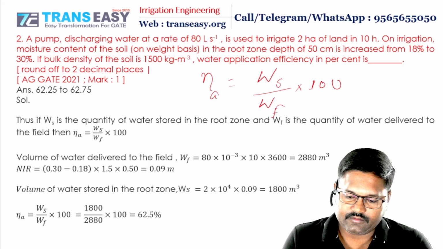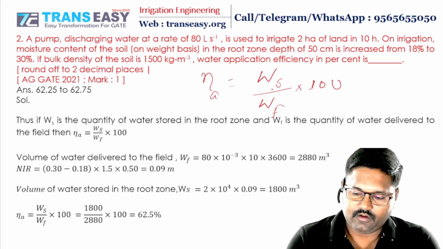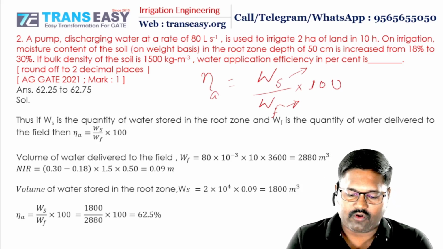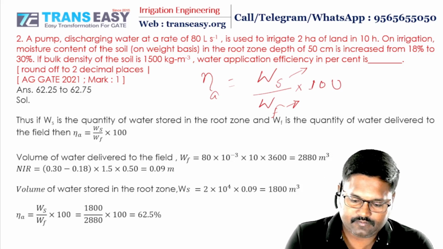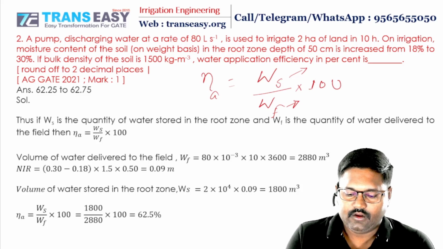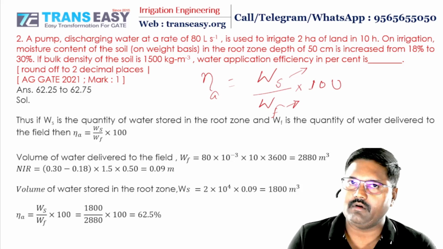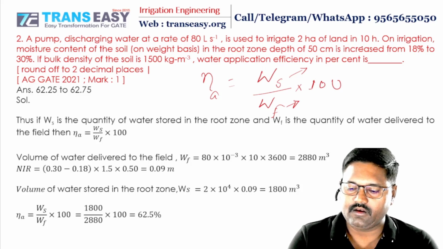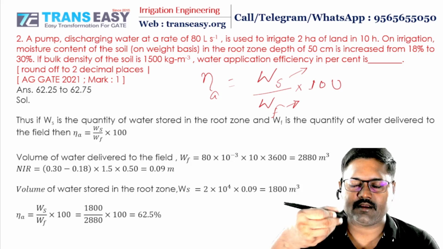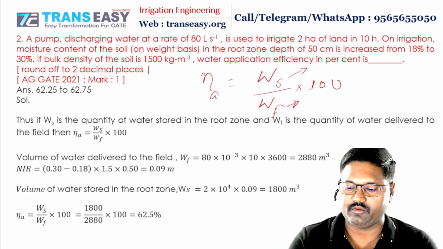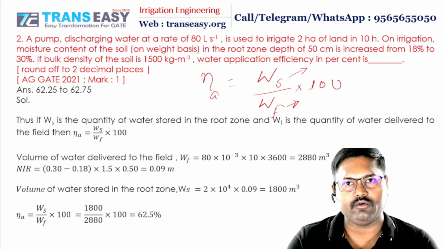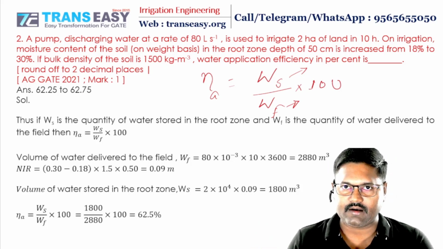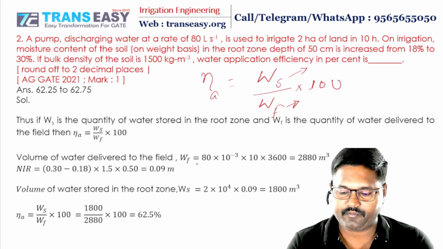We calculate these two amounts of water, right? So volume of water delivered to the field is 80 liter per second into 10 raised to the minus 3 in meter cube into 10 into 3600. So we'll get total amount of water delivered to the field in meter cube.